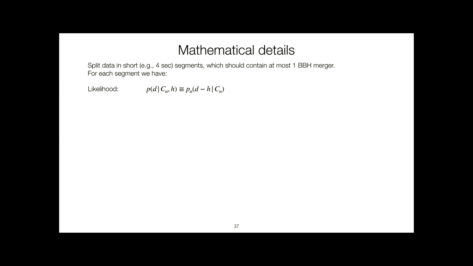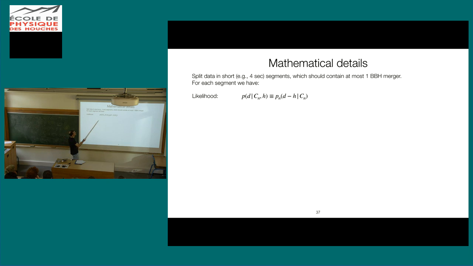Question: if you get unlucky and split one of these mergers? Well, no. I think they would have more trouble if there were multiple ones. You can do the case where you've got multiple mergers in a segment, but at least for this particular analysis, they assumed that the segment duration was sufficiently short that they wouldn't have two.